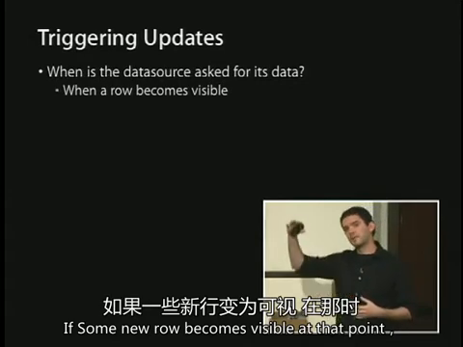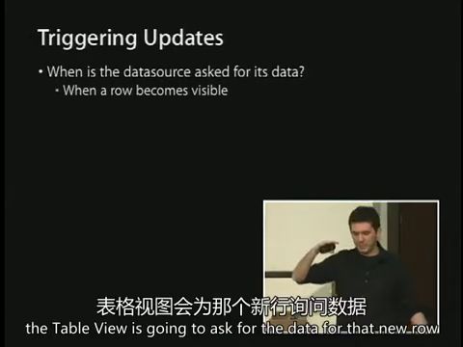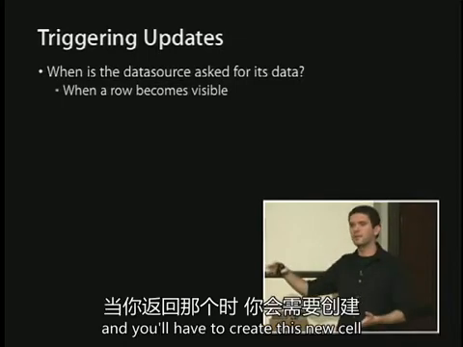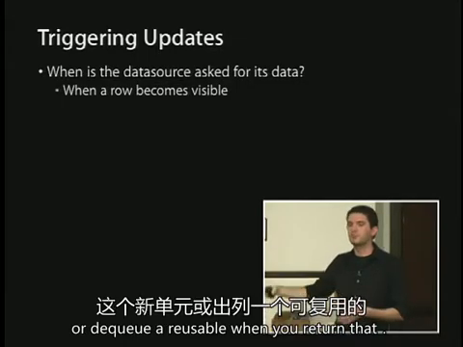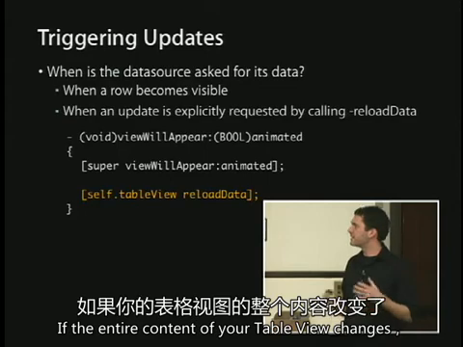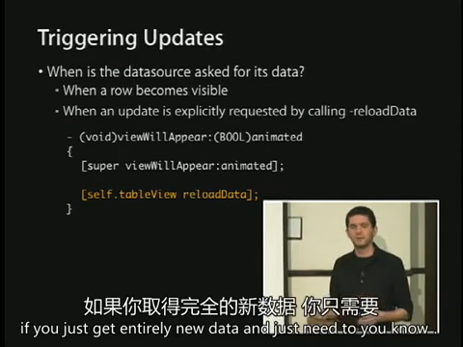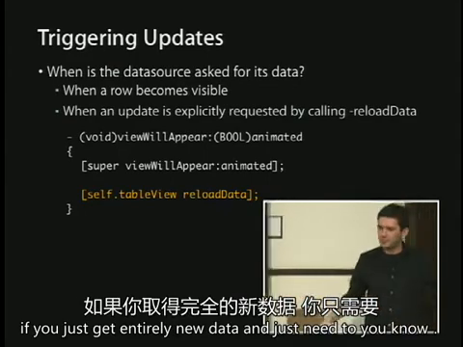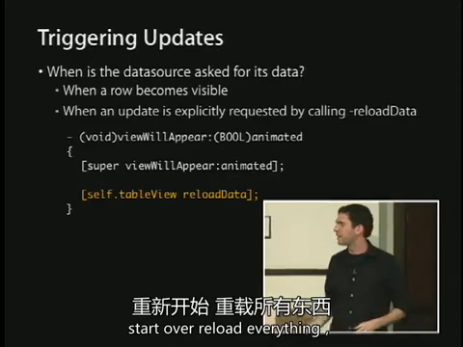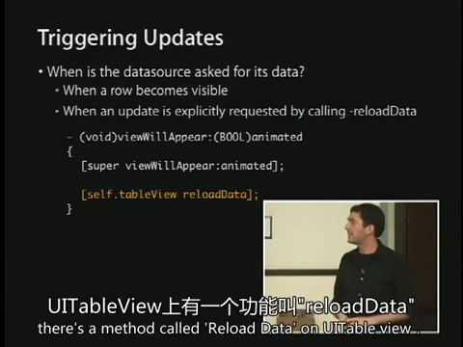If some new row becomes visible, at that point the table view is going to ask for the data for that new row, and you'll have to create this new cell or dequeue a reusable one and return that. If the entire content of your table view changes, if you just get entirely new data and need to start over, reload everything, there's a method called reloadData on UITableView.